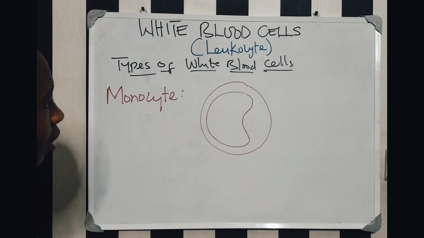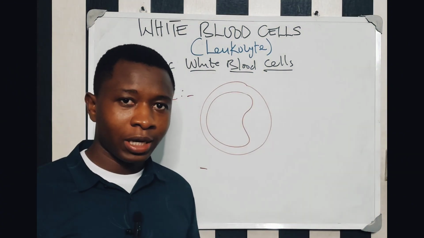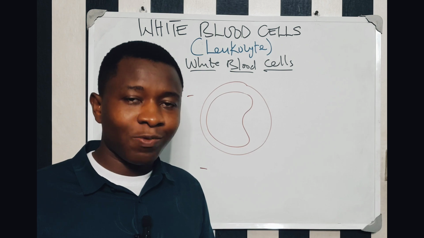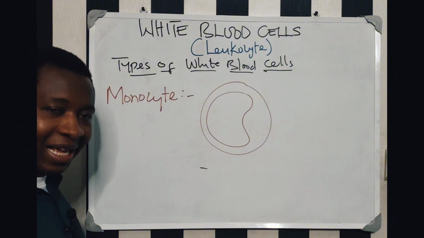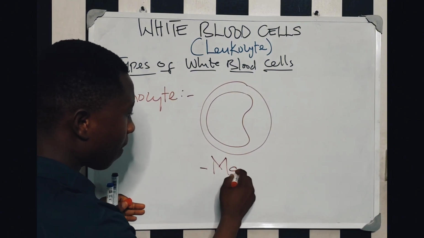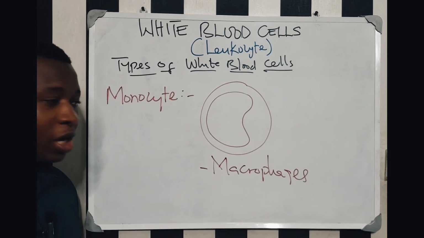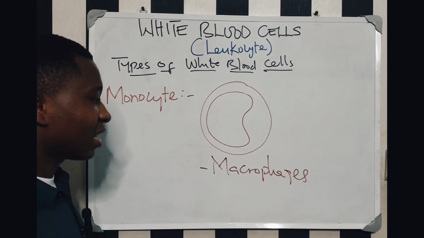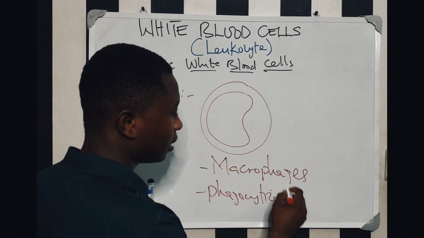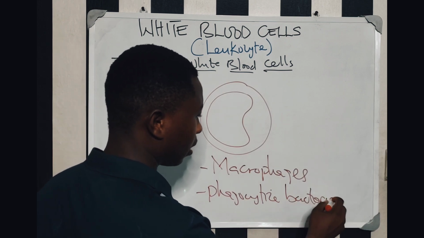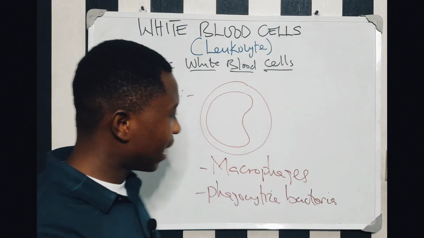Now, another basic feature of the monocyte is that when it leaves the bloodstream, like I talked about with diapedesis, that white blood cell can actually leave the bloodstream to the tissue. Now, when the monocyte leaves the bloodstream and gets to the tissue, it becomes macrophages. Okay, it becomes macrophages. And what's the function of the macrophages? They phagocytize bacteria. That means they attack bacteria by phagocytosis, that is the engulfment mechanism.